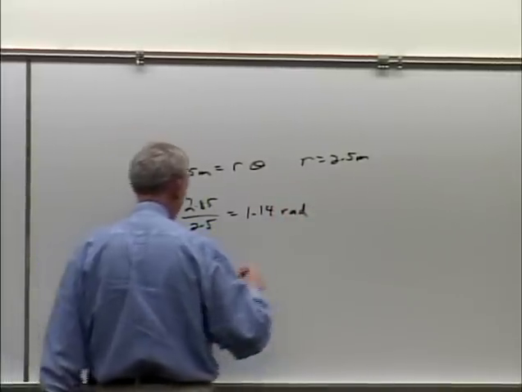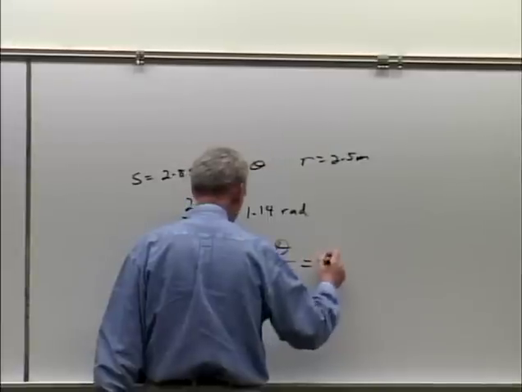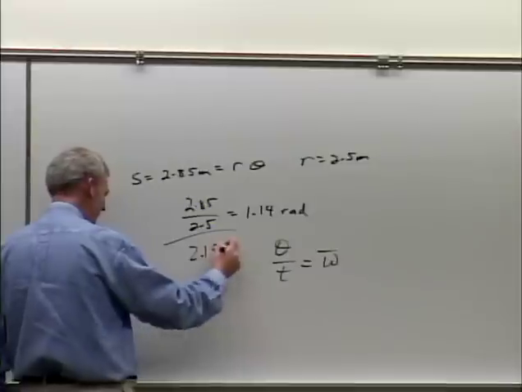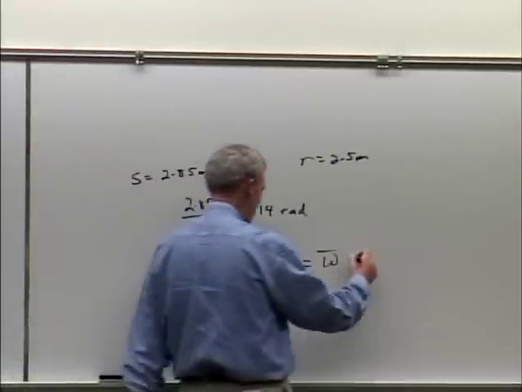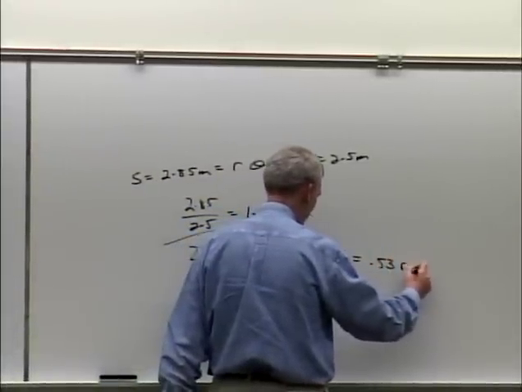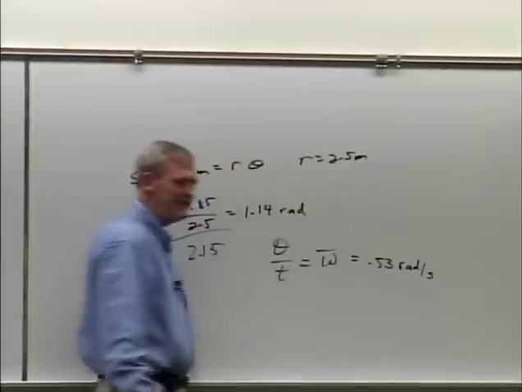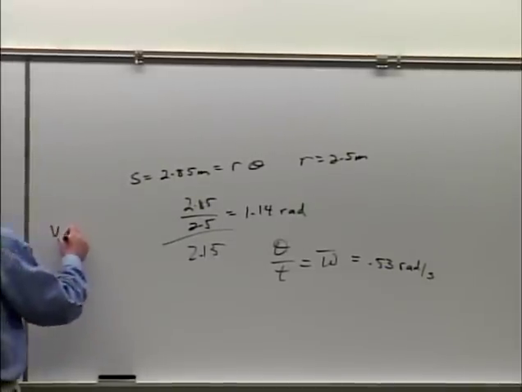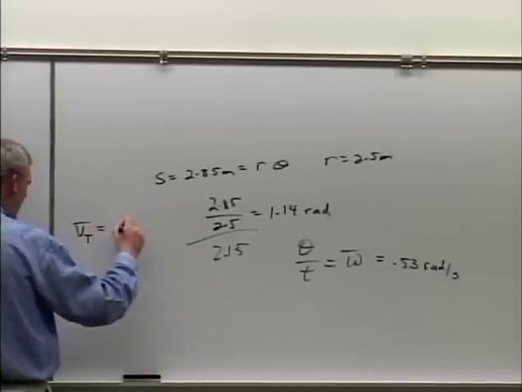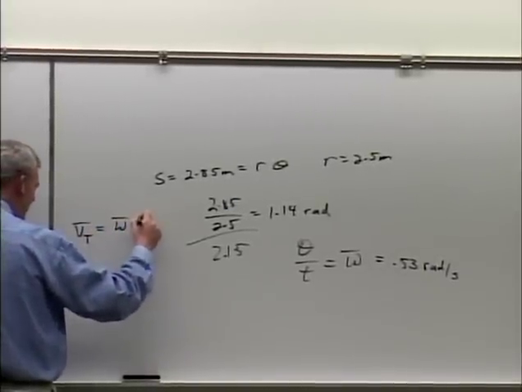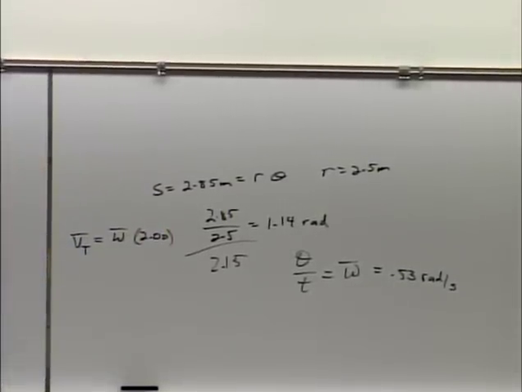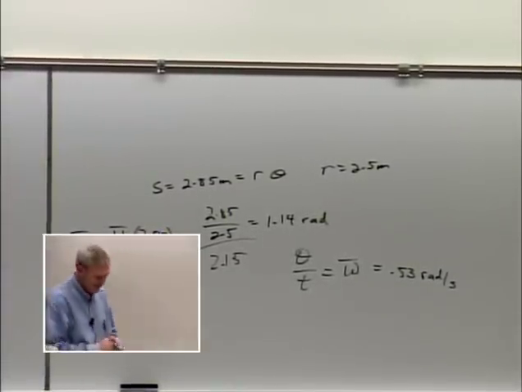Then theta over t equals your average angular velocity, so you divide that whole thing by 2.15. Ta-da, and you got about 0.53 radians per second. A lot of you got 0.66 because you divided by 2. Then the second part, the average tangential velocity, would be the radians per second times the radius of the buoy from the center. That's its average.